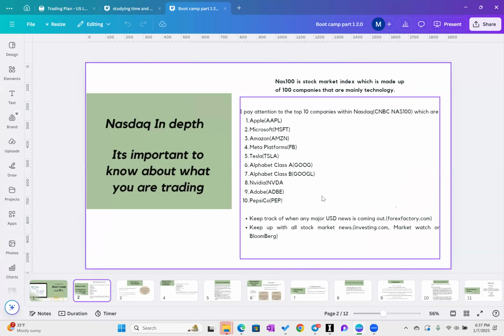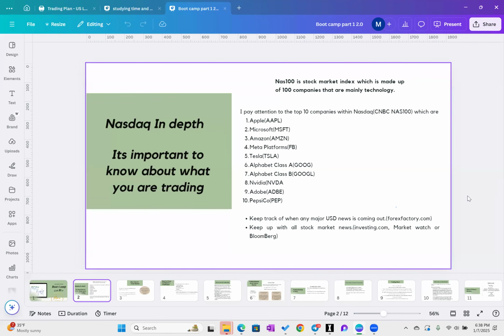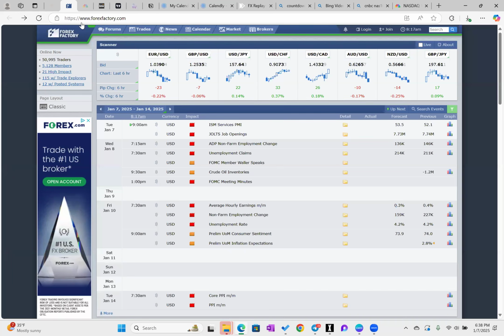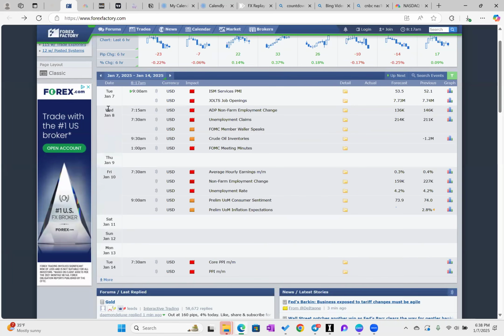All right. I also like to keep track of any major USD news that is coming out. So I use forexfactory.com. It doesn't matter what market you trade in. Forexfactory.com is not just for Forex, right? So here I have forexfactory.com saved. You can see that tomorrow's Wednesday. This is CST time. So I see that before opening bell, I have high impact news. And I have high and medium impact news. And then after opening bell, I have medium and high impact news.